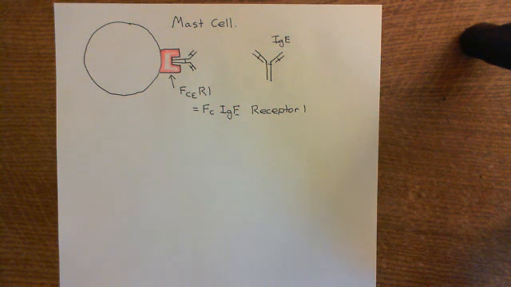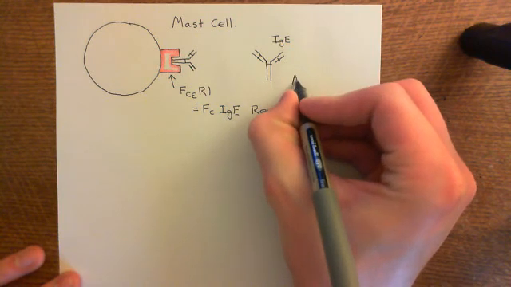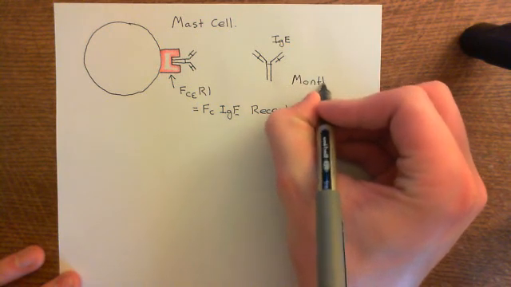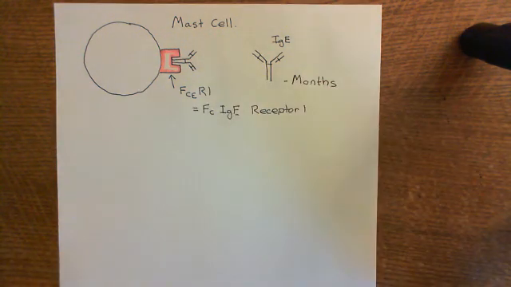Okay, so we've just seen that we have produced immunoglobulin E molecules against this allergen. Once the immunoglobulin E has mounted on this Fc epsilon R1 receptor on the surface of mast cells, its half-life is months. It takes months for the number of IgE molecules on the surface of mast cells in Fc epsilon R1 receptors to halve.